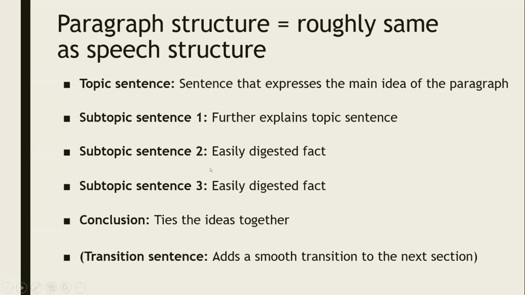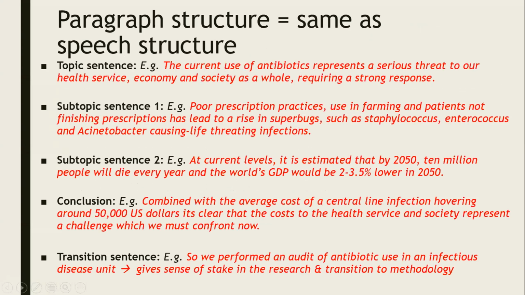So here's an example of what this looks like. Again, you introduce your topic with a topic sentence. So we're talking about antibiotic resistance within the health service, economy, and society as a whole, and why it requires a strong response. So the following sentences should relate exactly to that. So again, we're going to start talking about farming and patients and finishing prescriptions, how that's increased the problem. And then we're going to talk about where the problem's coming from. Again, that's relating back to our topic sentence.